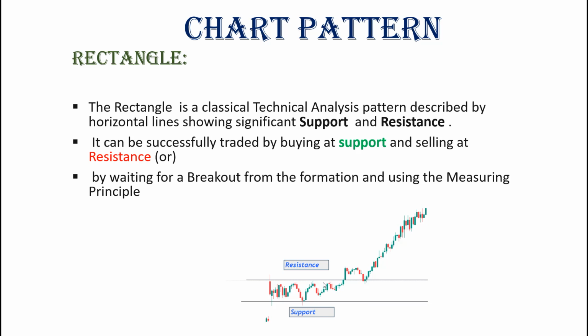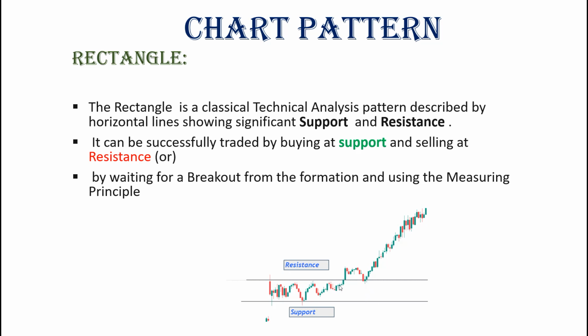It can be successfully traded by using, where can we buy? That is, where can we look for a buying opportunity? We can look for buying at the support level and we can look for selling at the resistance level. Or else if we are getting any breakout at the resistance level, we can look for a long trade by waiting for a breakout from the formation and using the measuring principle. So this is how the rectangle pattern is formed.